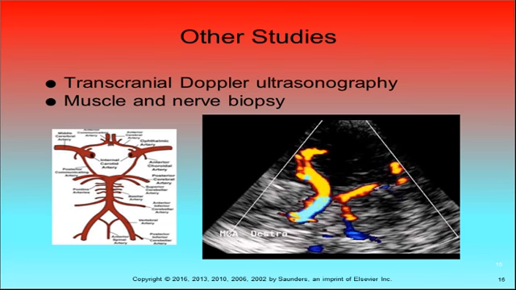So a couple of other studies that can be done. You can have a transcranial Doppler ultrasonography, and this is what it looks like. As you can see, it looks at the blood flow in the specific vein, and then you can also do muscle and nerve biopsies, and this shows the different areas that can be done in.